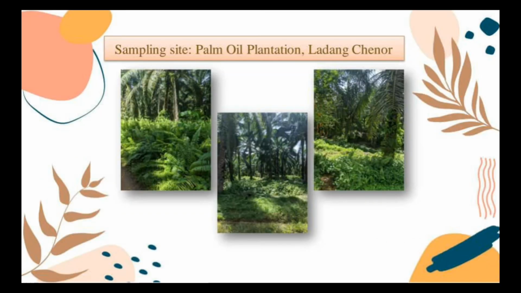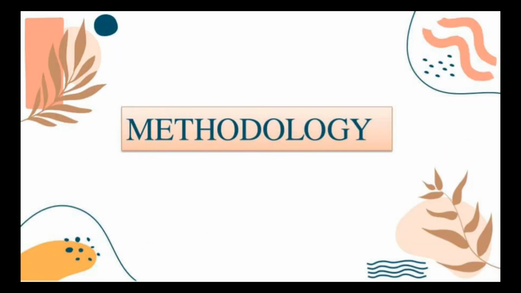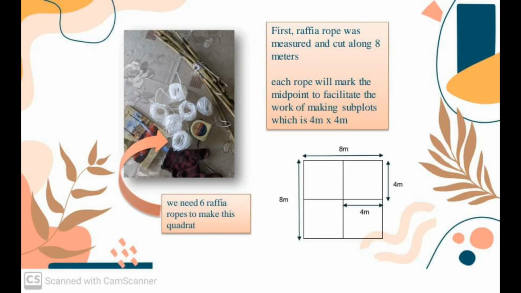The sampling site is in Palm Oil Plantation Ladang Cino. First, a raffia rope was measured and cut to 8 meters. Each rope will be marked at the midpoint to facilitate making subplots, which are 4 meters by 4 meters. These are the apparatus that I use. We need 6 raffia ropes for each quadrat.